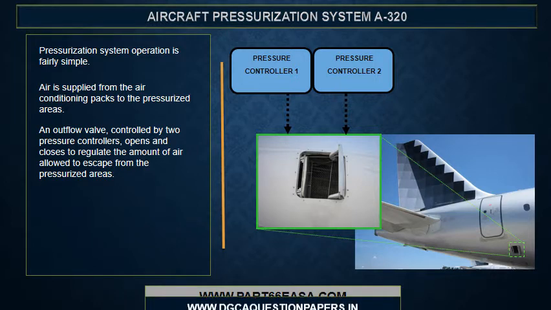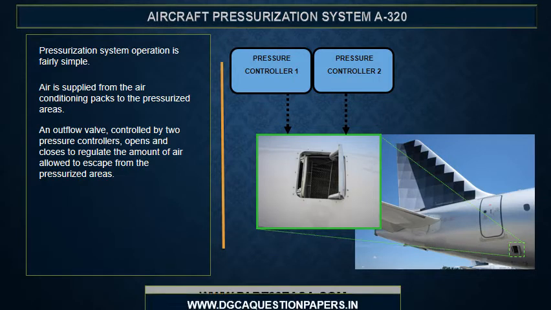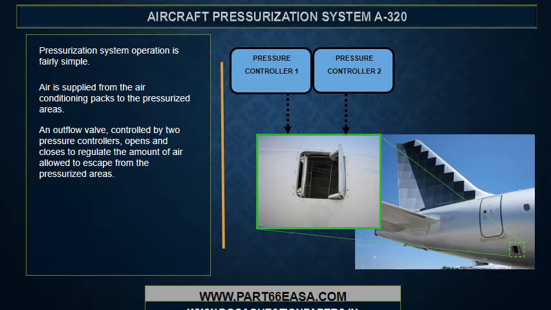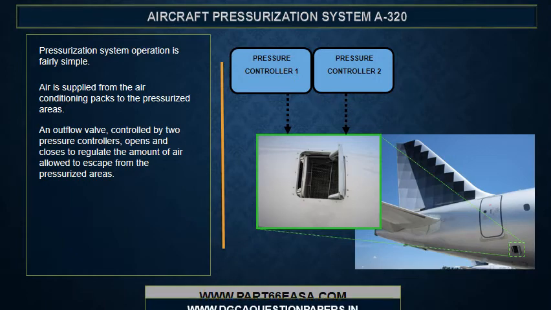Pressurization system operation is fairly simple. Air is supplied from the air conditioning packs to the pressurized areas. An outflow valve, controlled by two pressure controllers, opens and closes to regulate the amount of air allowed to escape from the pressurized areas.